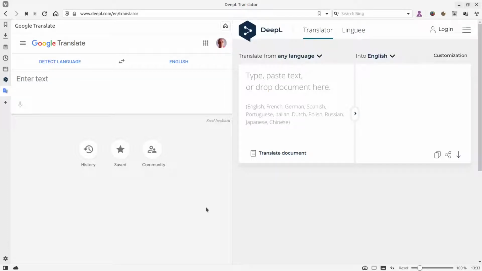Let's talk a little bit more about Google Translate and DeepL and the differences between them. So in my previous video, I may have given the impression that Google Translate has a lot of flaws, whereas DeepL is much superior. And while I think that in many ways it is superior, the differences aren't that huge.